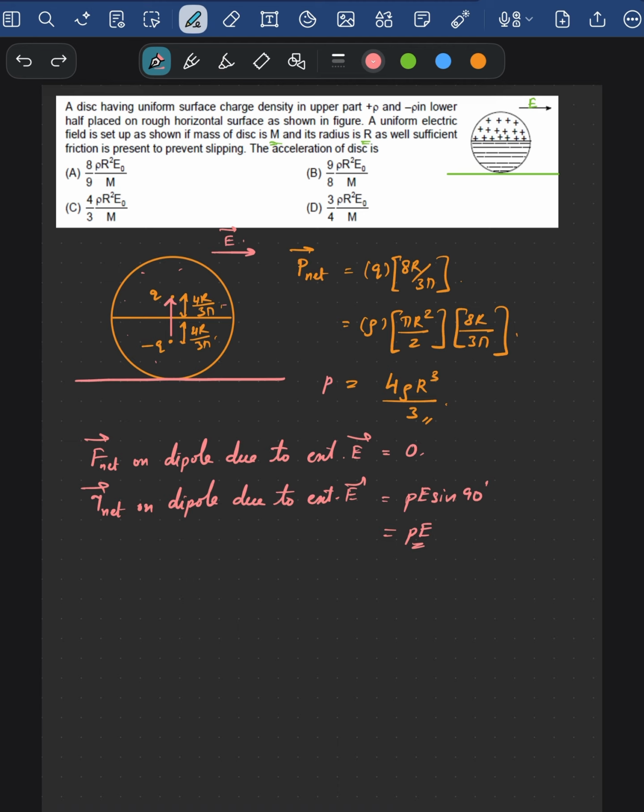What will be the direction of the torque? This will try to align the dipole along the electric field direction. So there will be a torque acting on this dipole in the clockwise direction. So you'll have a clockwise torque acting over here, right? Okay, so now we need to deal with what is the acceleration of the disk.